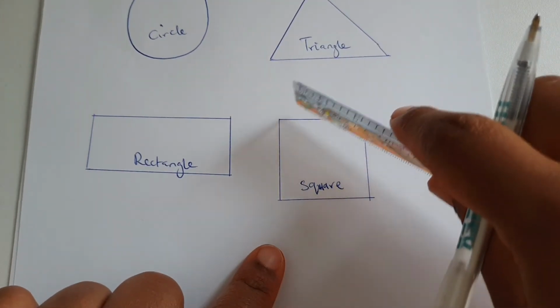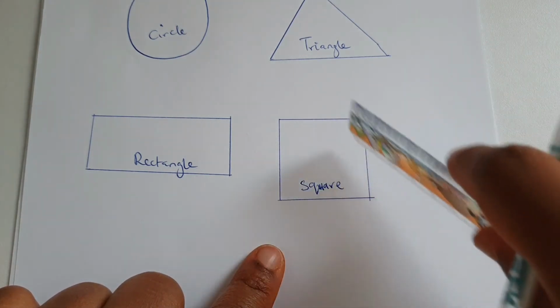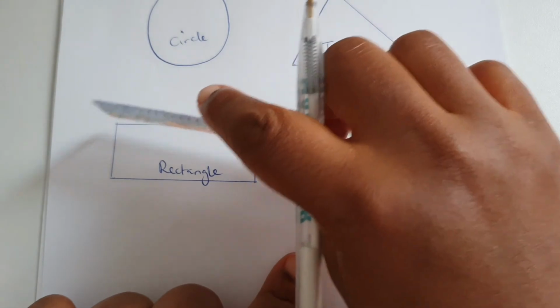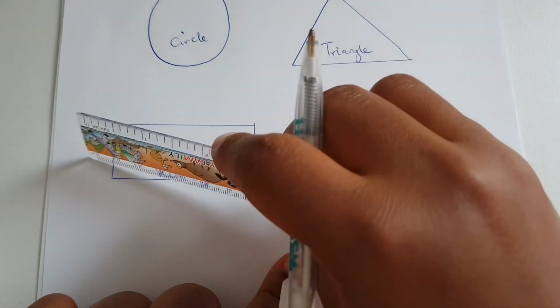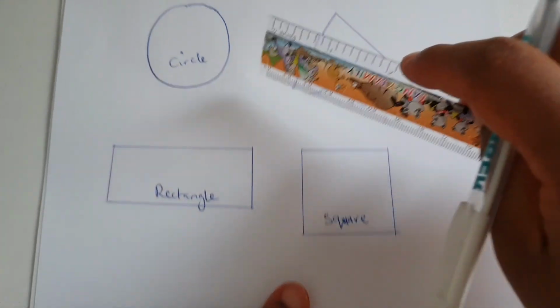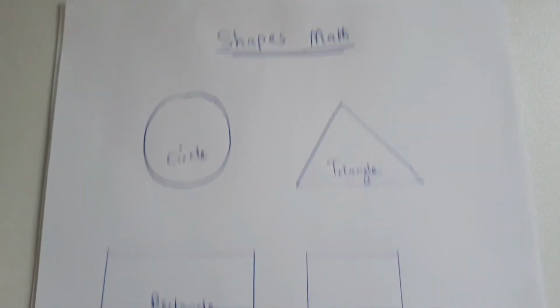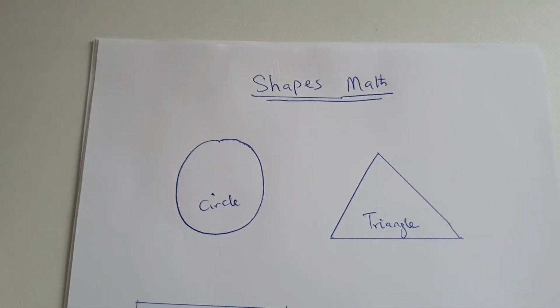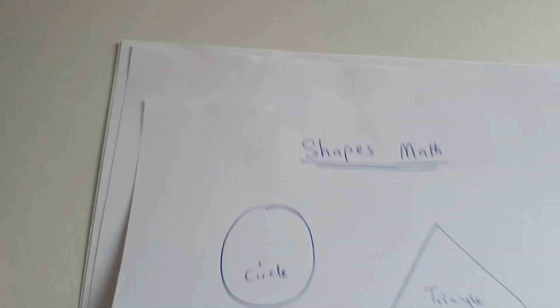Square, all the sides, they are the same. They are the same in size. But rectangle, you can see up here and down here are bigger than the two side ones. So that is pretty much with shapes math.